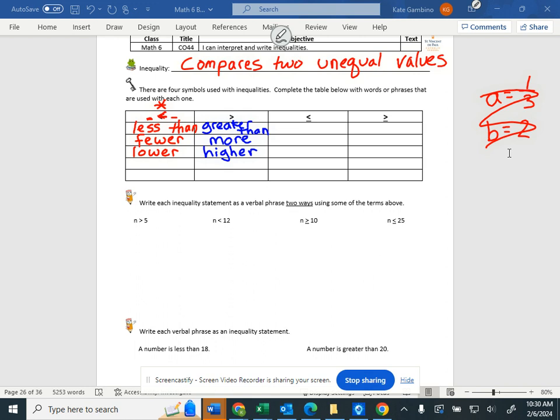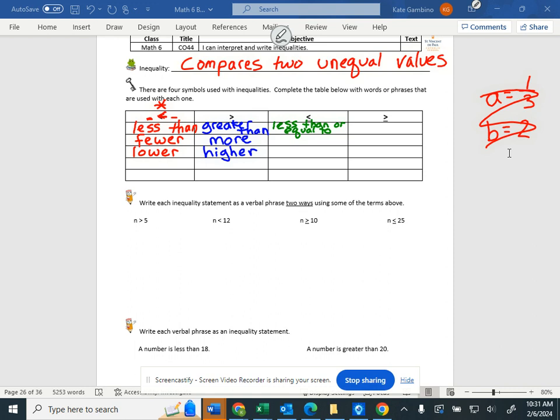Okay, so we're done being alligators. Very distracting to me. So yes, less than or equal to. When it has that line underneath it, it means it could be equal to that or less than it. So on the number line, if it's less than or equal to a 2, that means it could be 2 or anything smaller than it.